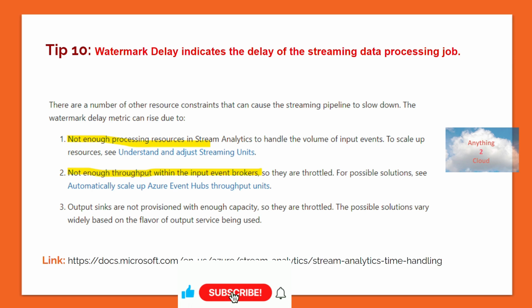The next step is on watermark delay. This watermark delay indicates the delay of the streaming data processing job. There are a number of other resource constraints that can cause the streaming pipeline to slow down.